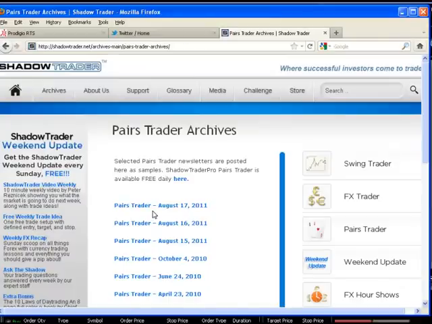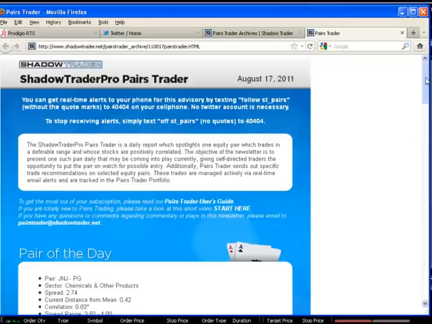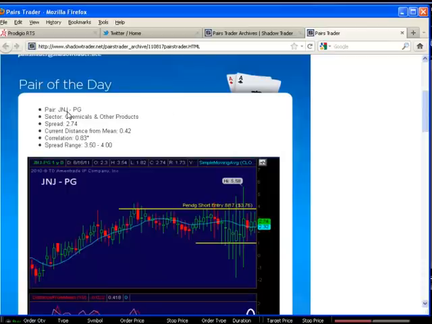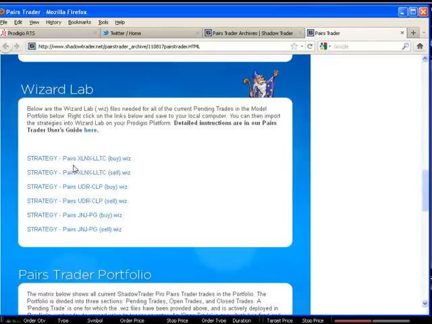On the website here, I am looking at the sample pairs trades, and you've got 3 sample pairs trades from the last 3 days, which is pretty cool. If I go to August 17th and I click on this link, they give you a pair of the day, JNG, and sample pairs strategies under the Wizard Lab section. And these are files that you can use to import and export to and from Prodigio's Wizard Lab.